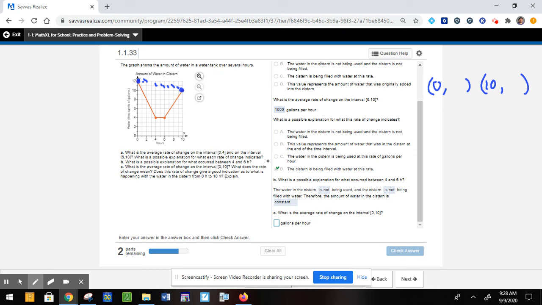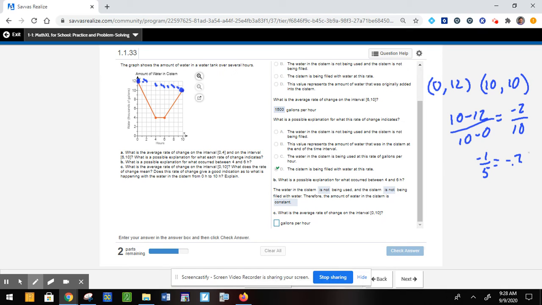Well, at time 0, there's 12,000 gallons, so we're going to want to use 12. And at hour 10, there is 10,000 gallons. All right, we're going to find the slope between them. So 10 minus 12 over 10 minus 0. So you get negative 2 over 10, which would reduce to negative 1 over 5. And then if you made that into a decimal, it'd be negative 0.2.